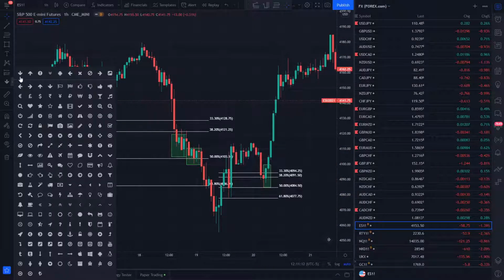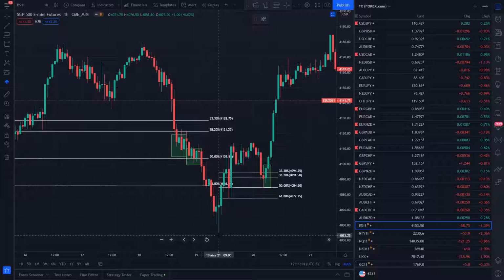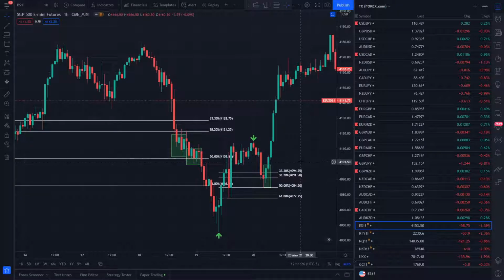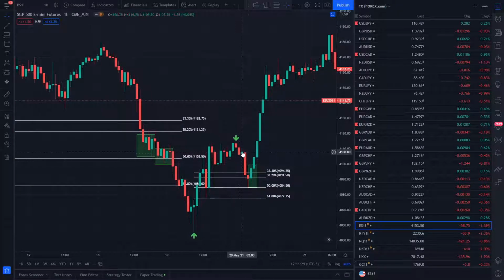Just for reference, once again, I'm going to draw where I started my Fibonacci from, a low to this high point. And as we retraced, we got a really clean hammer here. Now, granted, for those of you that know candlestick patterns, you will know that this hammer is included in a much larger, much better reversal called a morning star.